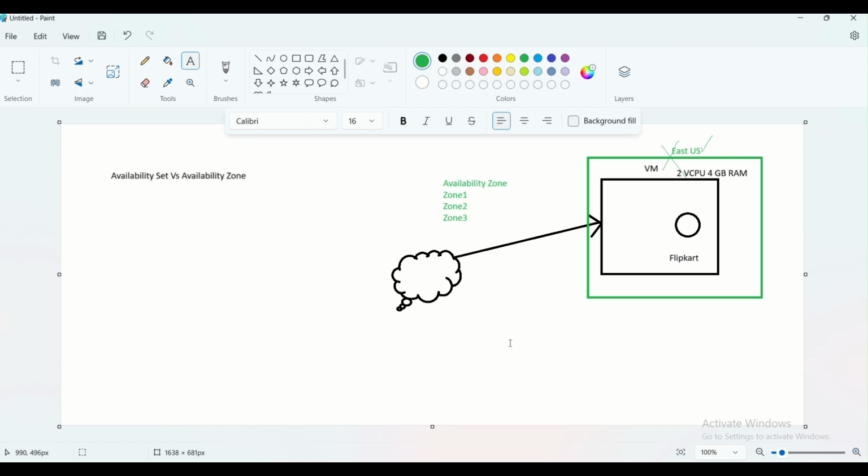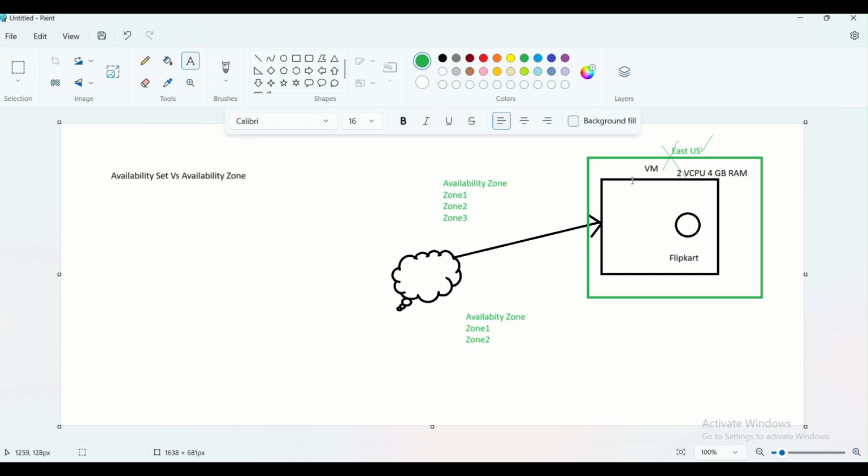Some regions have only two zones. If you select availability zones for some other region, then there might be only two zones. So based on the region, it has the zones. You have to select with respect to a region so that the availability zones are available. So this is absolutely fine.